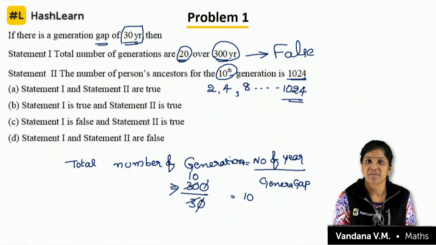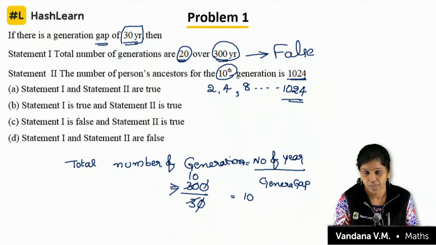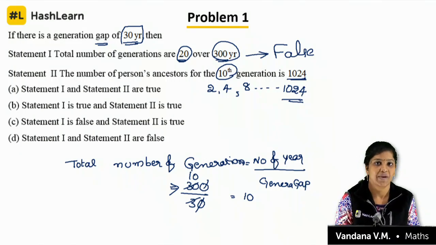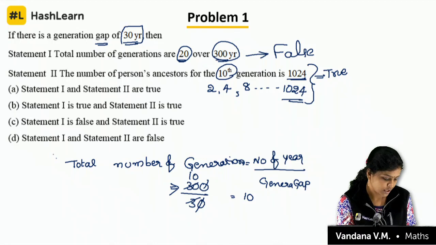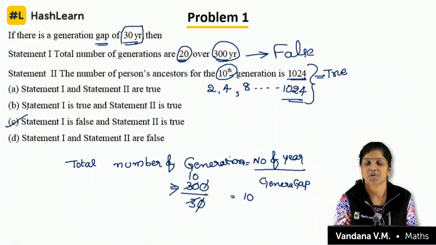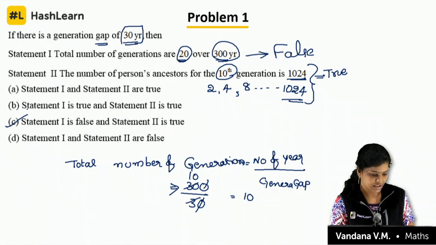The same problem we can do using geometric progression also. That time I will discuss the same question again. You can do it like this, or using geometric progression also. That means this statement is true. Statement 1 is false. Statement 2 is true. So which option is correct? Option C is correct, right? Next.